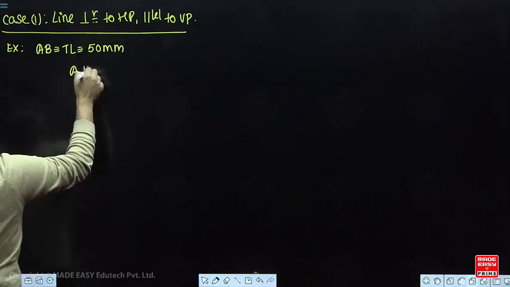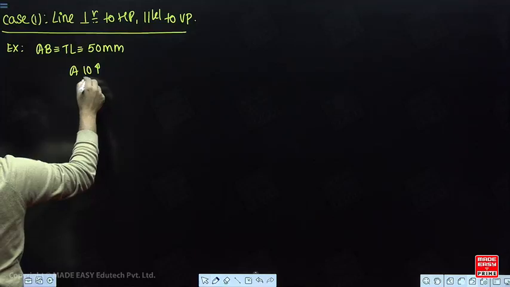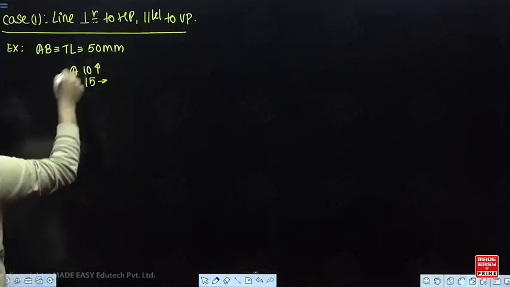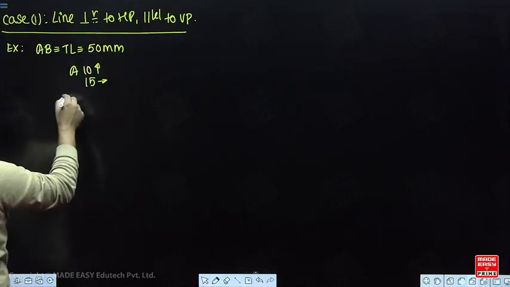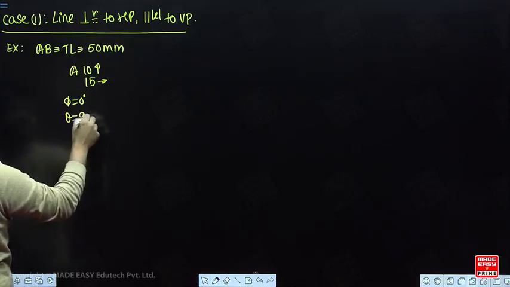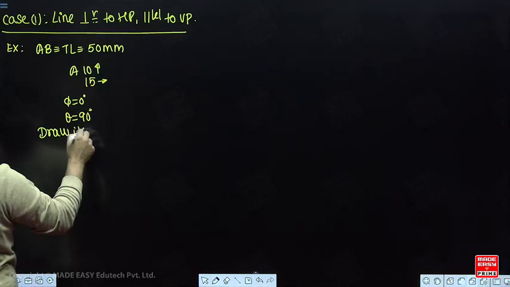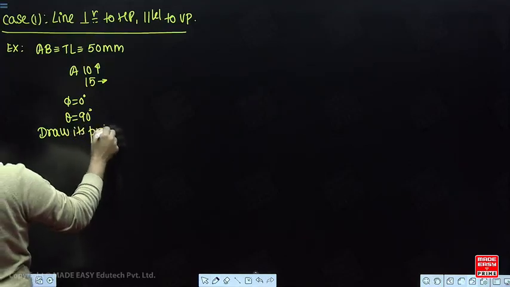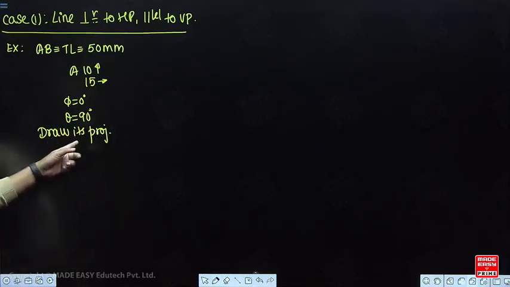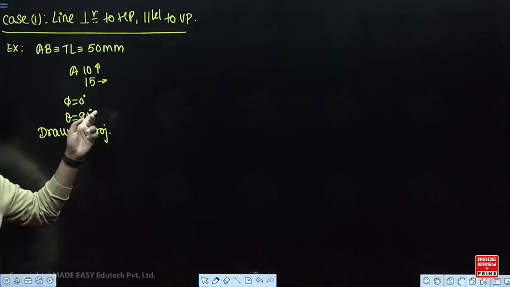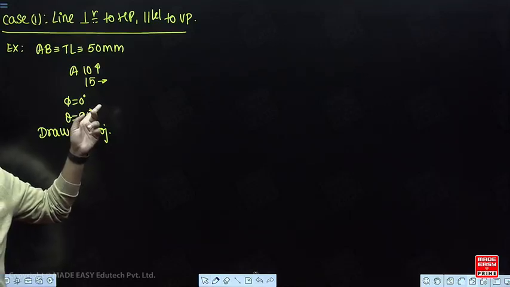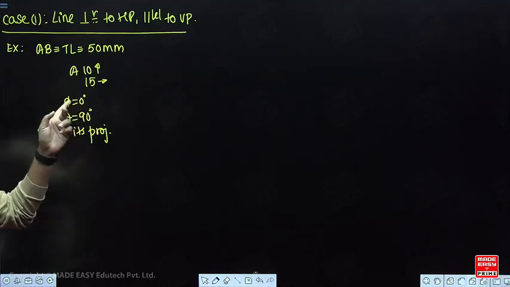A is 10 mm above HP, 15 mm in front of VP. Line is parallel to VP, so phi is equal to 0 degree. Perpendicular to HP, theta is equal to 90 degree. Draw its projection. Correct. So theta 90 means line is perpendicular to HP. Phi equal to 0 means line is parallel to VP. ठीक.